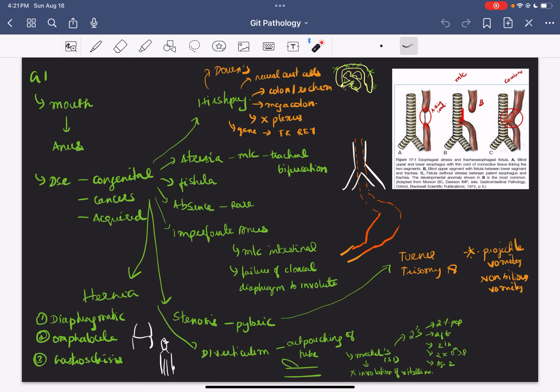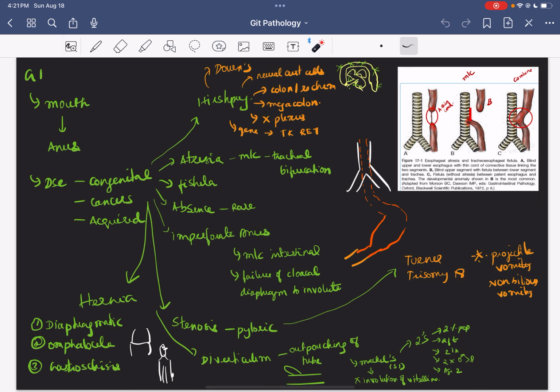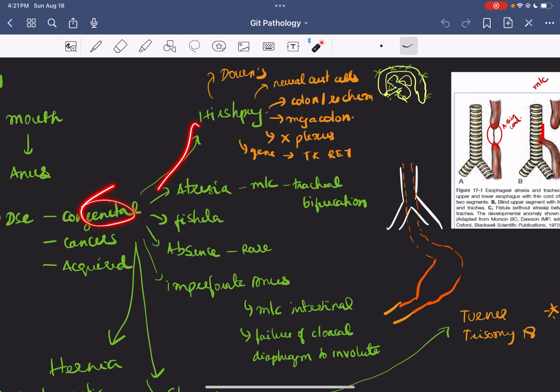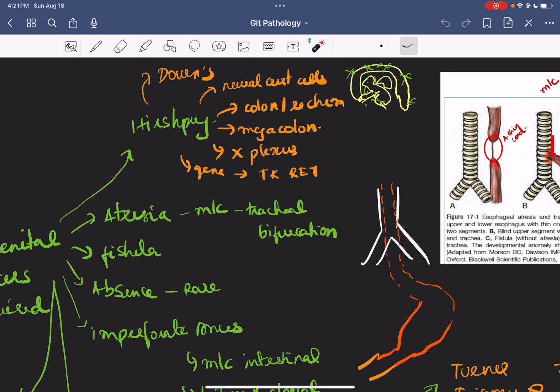Now let's talk about some congenital disorders, starting with Hirschsprung. Hirschsprung disease is usually seen in patients with Down syndrome. Hirschsprung disease is common to your colon, seen in your colon or your rectum.